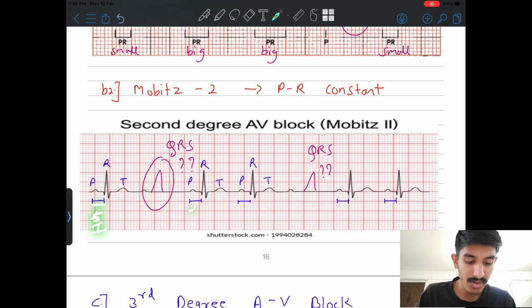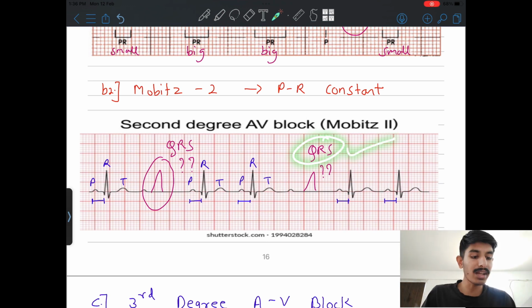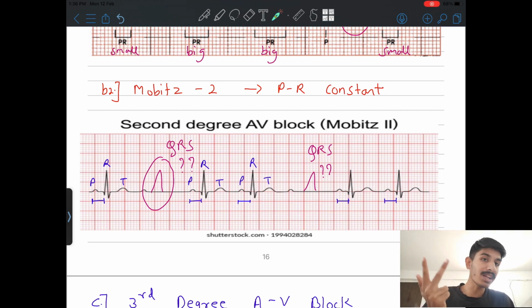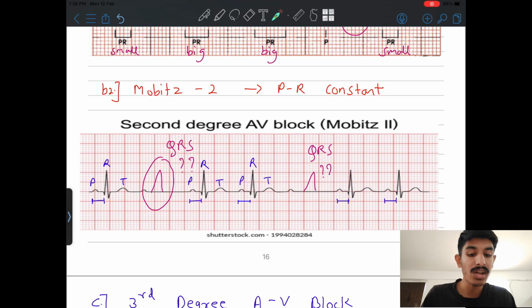Okay, here taking 1 box, here also 1, here also 1, here also 1, and here also 1. So the PR interval is constant now, but what is the difference? Here QRS is absent, again a drop is coming here, so it is absent. So what do we rule out first? We rule that QRS is absent here, and PR is constant. If variable, then it's first degree, but it is constant, so it is Mobitz second.